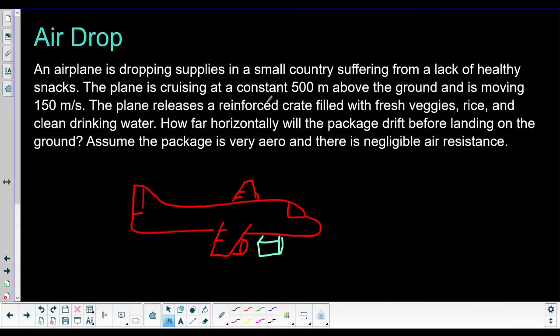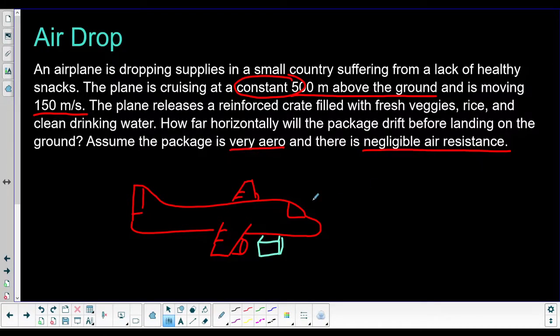So the plane is cruising at a constant 500 meters above the ground. This constant is pretty important here. And is moving at 150 meters per second. This is about 300 something miles an hour, like 330 maybe, 320. The plane releases a reinforced crate with fresh veggies, rice, and clean drinking water. How far horizontally will the package drift before landing on the ground? Assume the package is very aero and there is negligible air resistance.